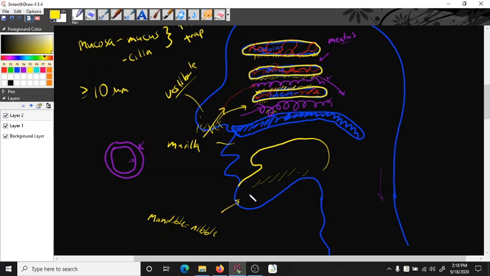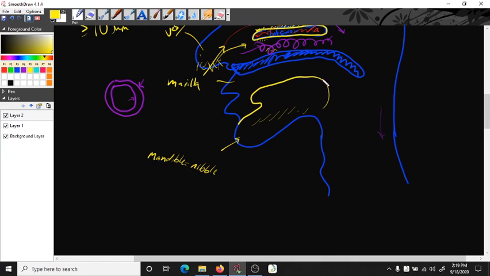Maxilla and mandible. So mandible to me sounds like nibble. So I always remembered that on tests. Which one moves? The nibbly one. So you got your tongue. Your tongue is going to protect you from, I guess, choking on stuff, right? You have your gag reflex.